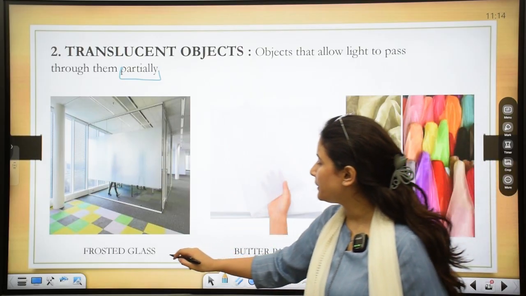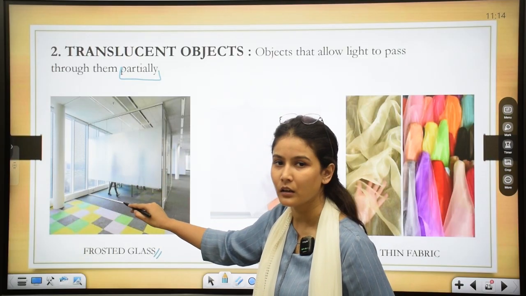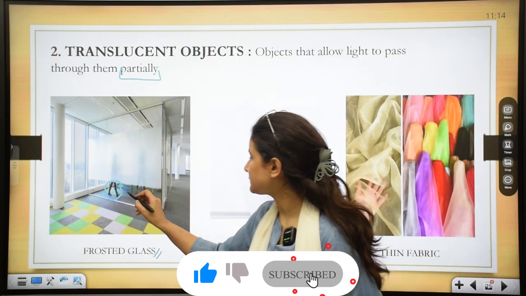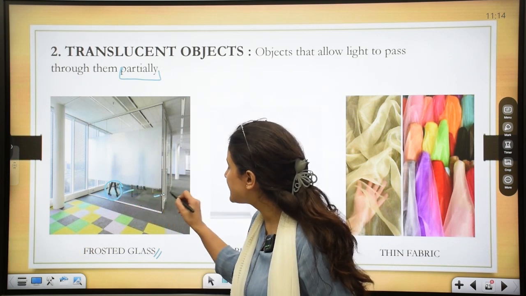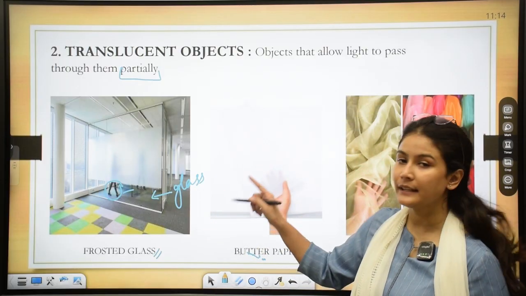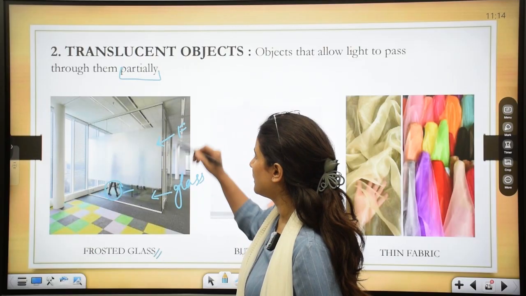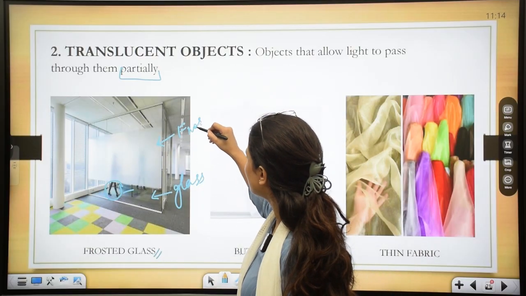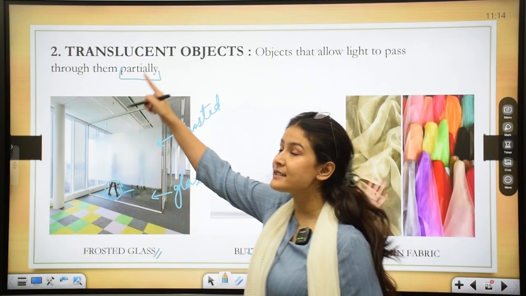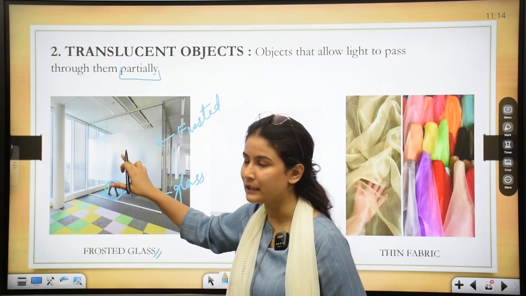For example, see this frosted glass. Can you see this frosted glass? Here is a person walking. You can see his or her legs completely. Why? Because this is normal glass. And in the previous slide we saw that glass is a transparent object. But this is frosted glass. It is frosted. This frosted glass is a translucent object. It means you can see some part of it, but not completely.